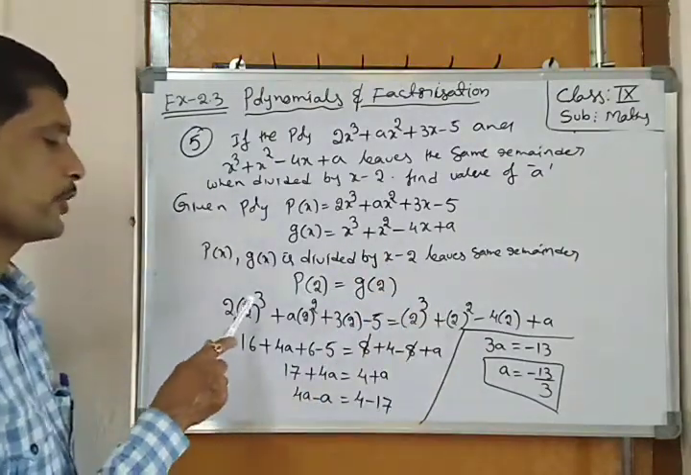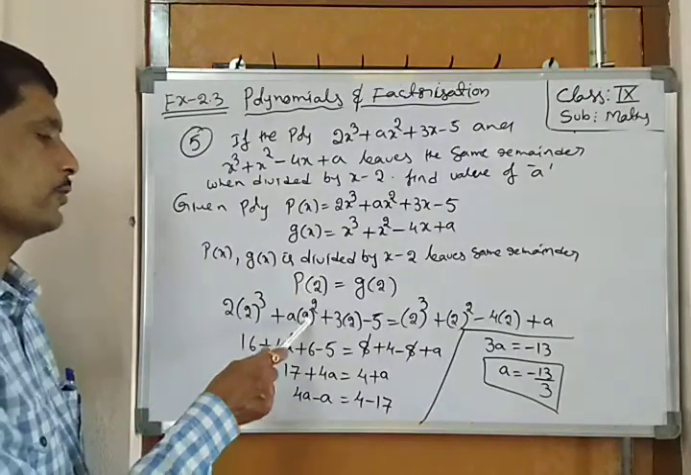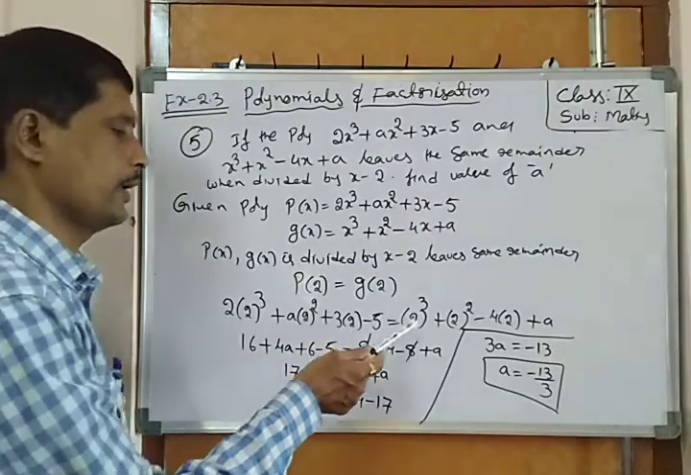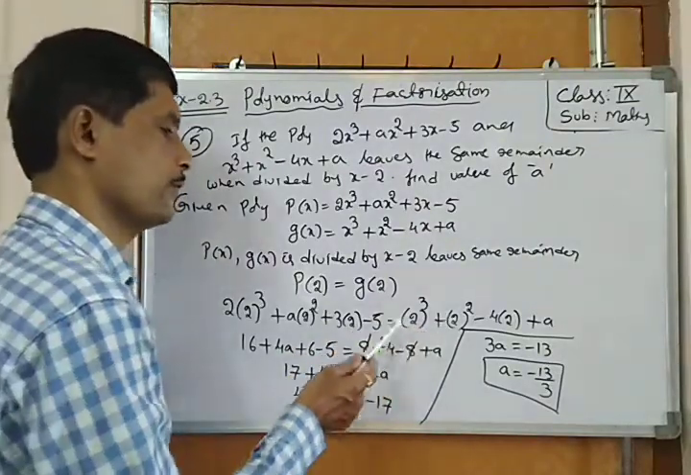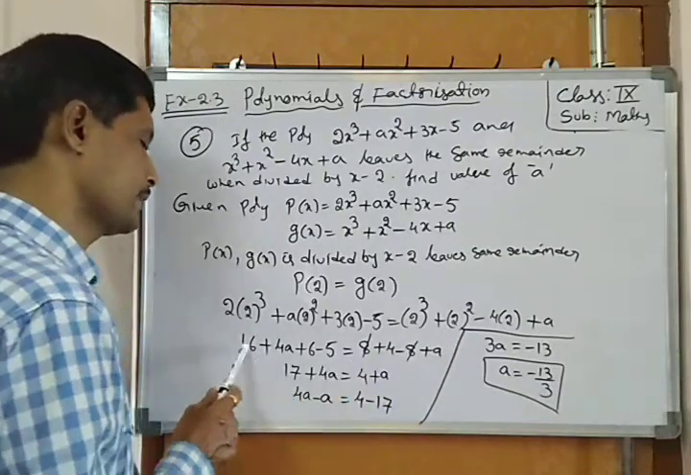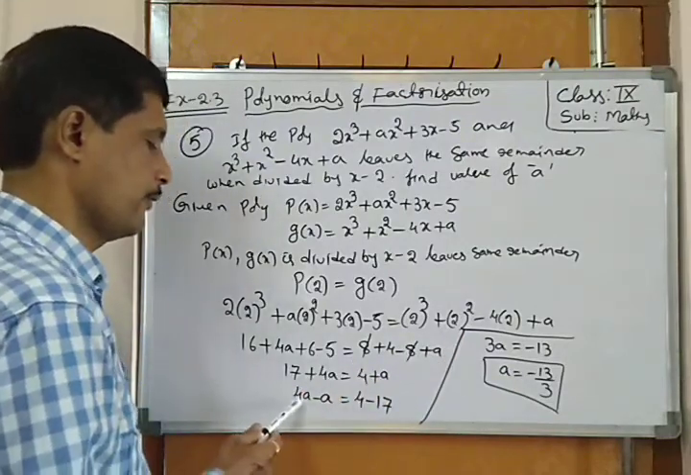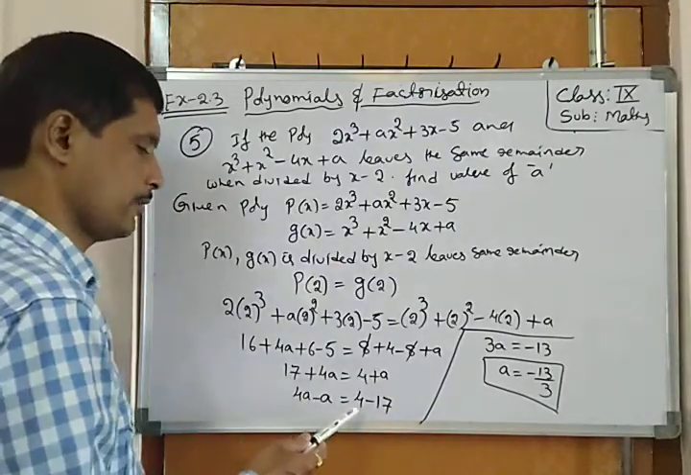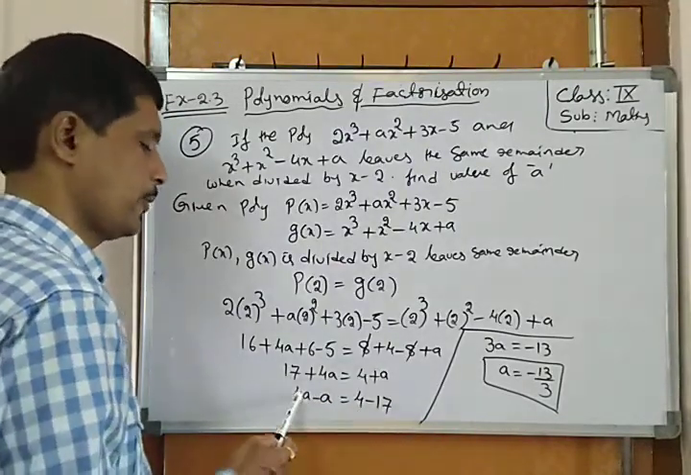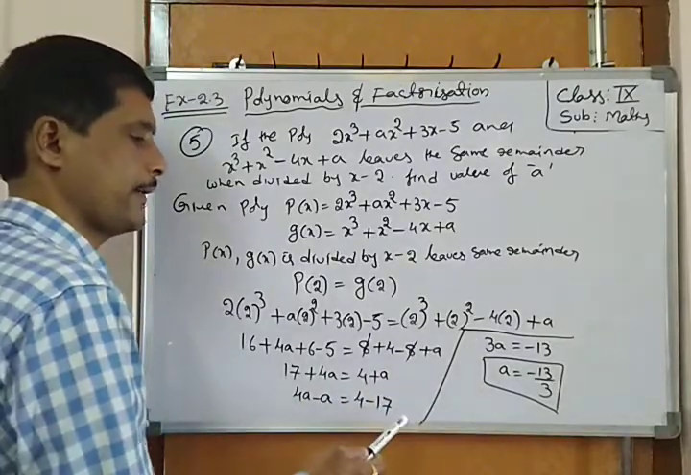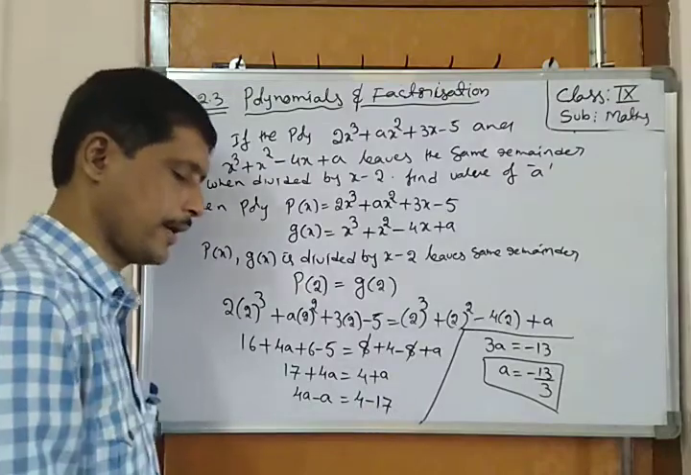Simplify: 2 cube into 2 is 16, 2 square is 4a, 3 into 2 is 6, minus 5. Here 2 cube is 8, 2 square is 4, 4 into 2 is 8, so minus 8 plus a. Minus 8 and plus 8 get cancelled, and the remaining terms simplify: 17 plus 4a equal to 4 plus a. 4a minus a equal to 4 minus 17. Both are like terms, so 4a minus a is 3a, and 4 minus 17 is minus 13. Therefore a equal to minus 13 by 3.